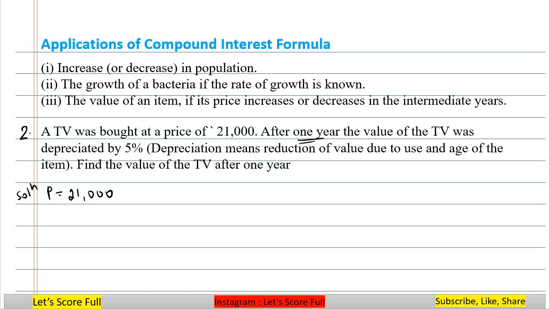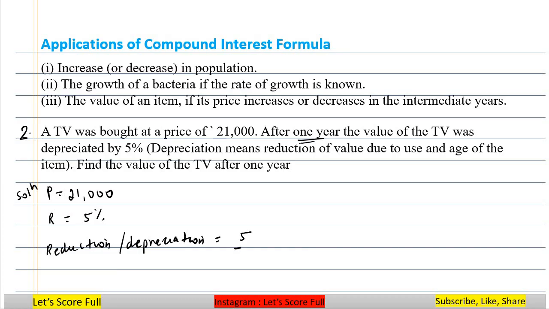After 1 year, only 1 year, value of the TV was depreciated by 5%. So depreciation is 5%. See, here depreciation means they have given the definition. Reduction of value due to use and age of the item. Reduction means I have to subtract that, right? How to do? Let's see. Find the value of the TV after 1 year. So there is a reduction. How to calculate the reduction or depreciation? Reduction itself is known as depreciation.